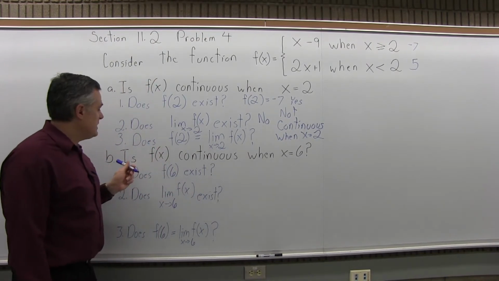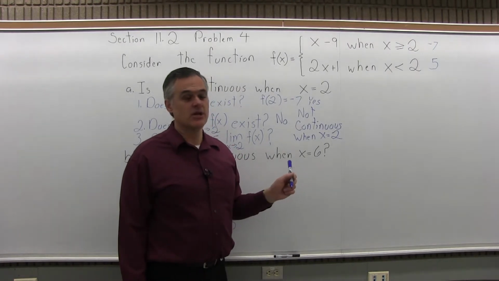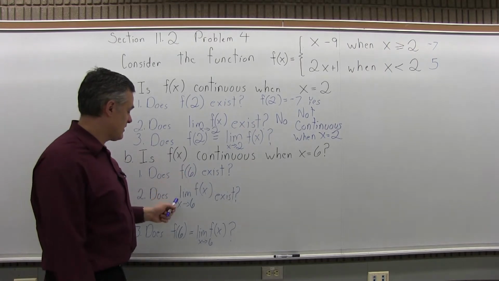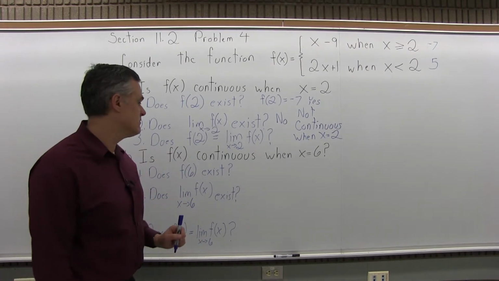Now, part B, is f of x continuous when x equals 6? So we have to answer the same 3 questions. Can I put in a 6 and get the answer? Can I take the limit as x approaches 6? And are those 2 answers about the same?